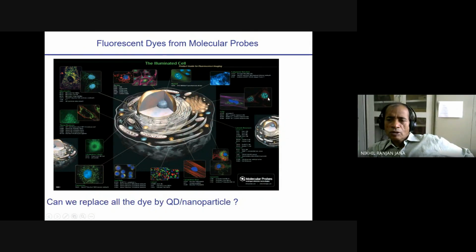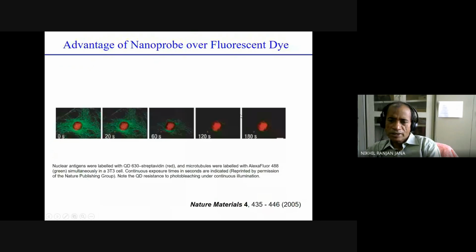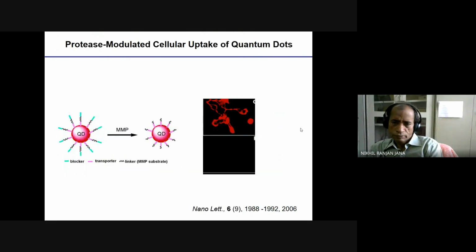Why quantum dots? Why not conventional probes? Because they bleach. This is an example. Quantum dots label the cell nucleus, and the outside is labeled with conventional organic dyes. And you can see, if you continuously expose with light, within few seconds, within a minute, the organic dyes completely bleach, but quantum dots don't bleach. That's the advantage of nanoprobes. Quantum dots or gold and silver particles, they never bleach. Fluorescence can be used for video imaging, tracking single particles, single molecules.